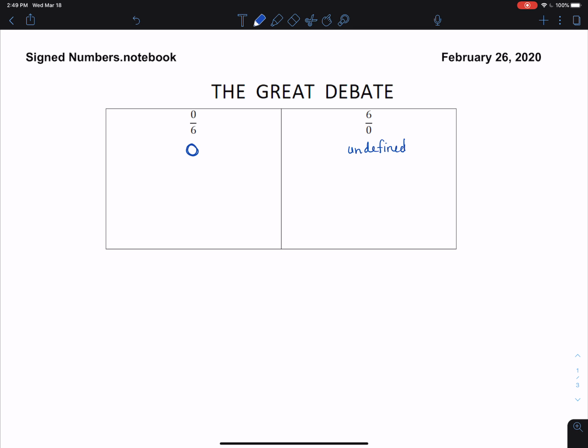But if we look at this other example, when we had 0 things, we could break that up into 6 groups of 0. It does still mathematically make sense. This is a concept that people tend to get mixed up, which one answers 0 and which one has an answer of undefined. So there are some memory tricks to remember this.